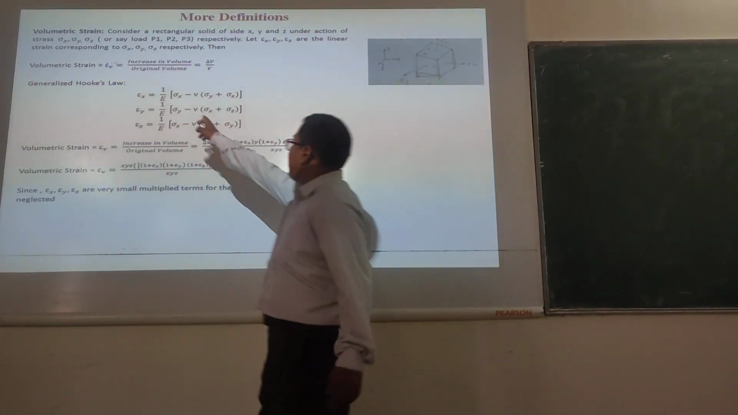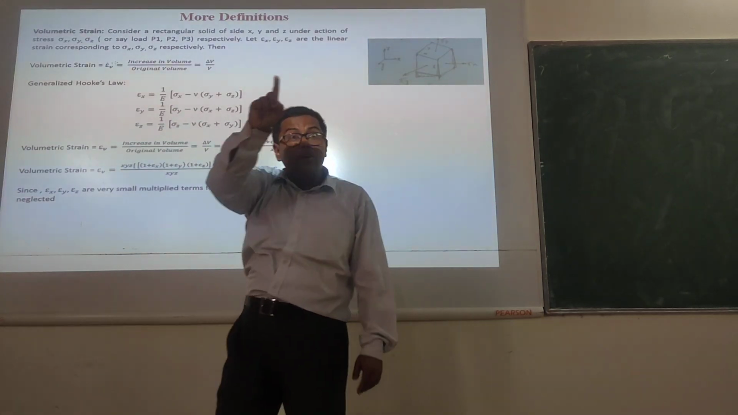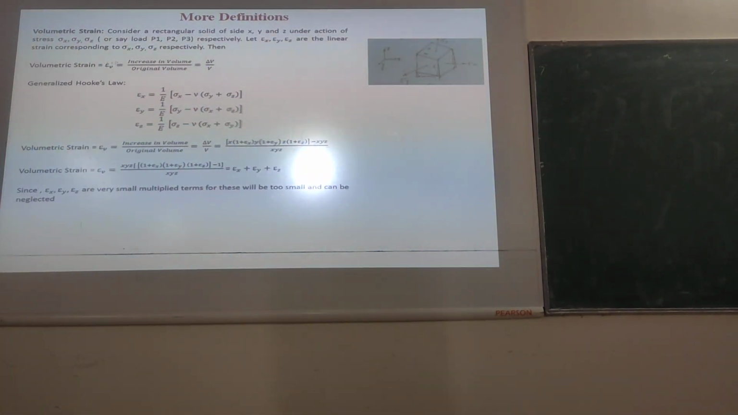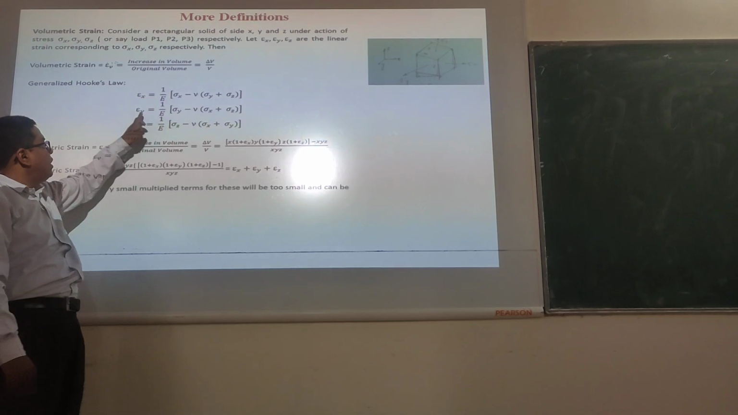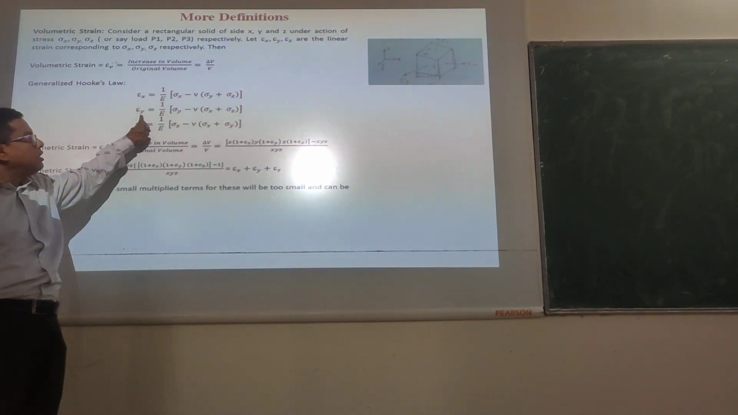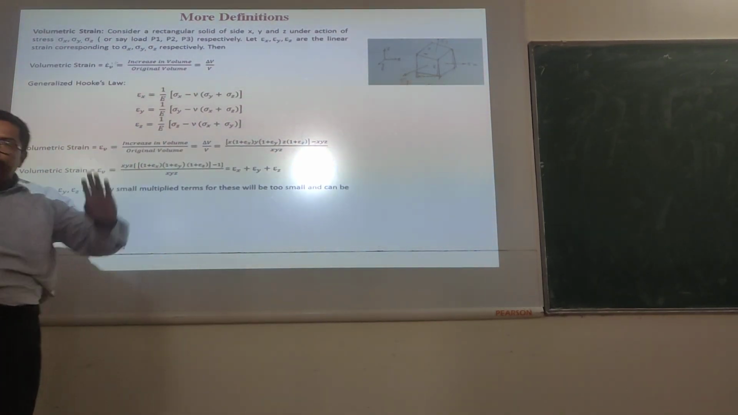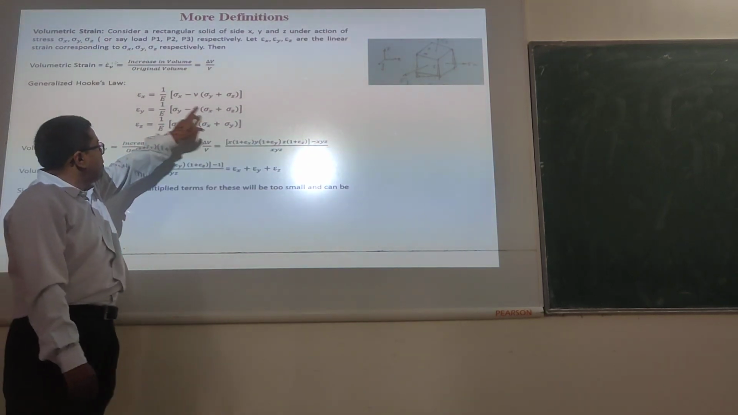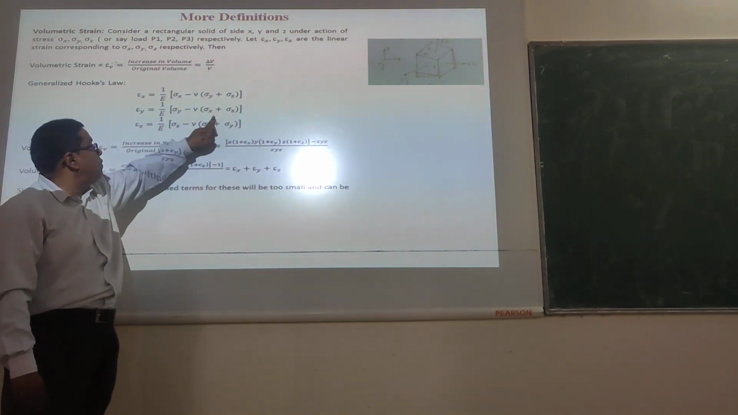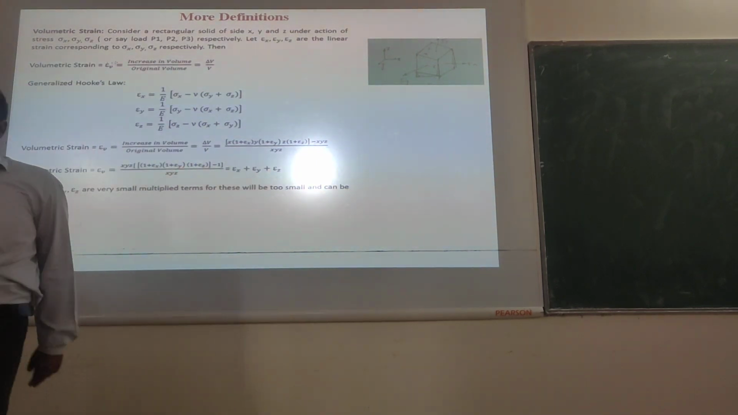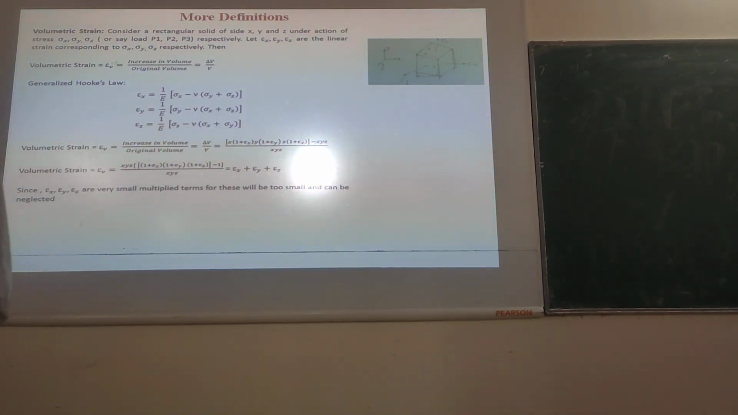With compressive stress, this sign will become plus, but not everywhere it will become plus. Please try to understand. For epsilon x, this will become plus. But when I go to epsilon y, sigma y by E will be there, but sigma z into nu will be plus. However, sigma x into nu will be minus. Have you understood or not?